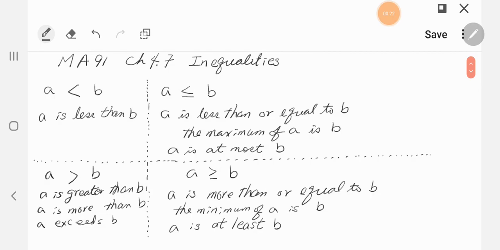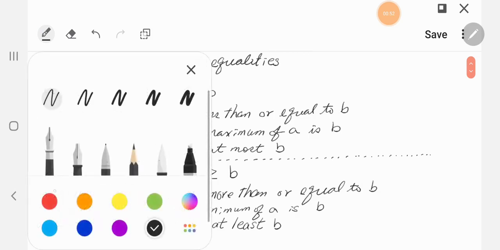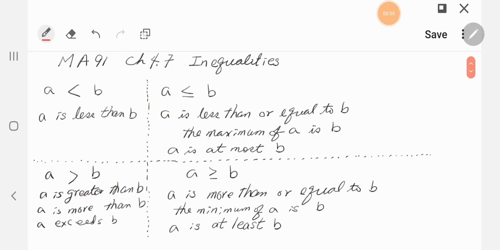If there's an equal sign, then we have more definitions. A is less than or equal to B means A can be equal to B, but otherwise A is less than B. That's how we read it: A is less than B or equal to B. So the greatest number, the maximum number of A is B. If there's an equal sign, then the maximum value of A is B.